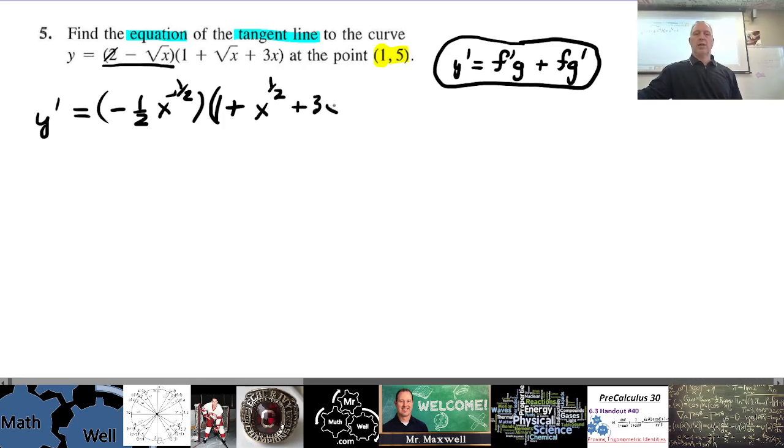So we won't touch the second one. It's just plain old g. So derivative of the first times the second. Now we add, right? We add the first term, so that's 2 minus x to the 1/2, times the derivative of the second, which is 0 plus 1/2 x to the negative 1/2, plus 3.